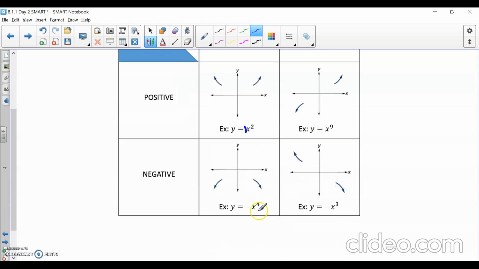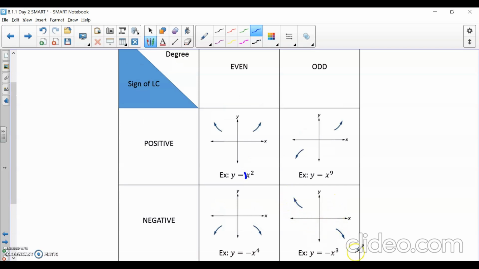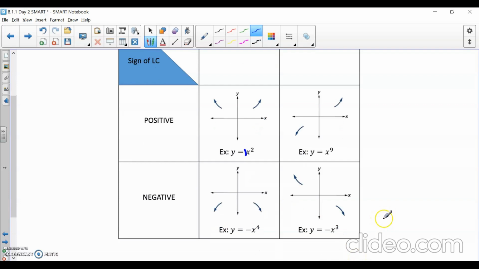Okay, and then down here, this is where we get into the negative leading coefficients. So if you have a negative sign up front and the degree is an even number, that would be your down, down. And then similarly here, we have a negative up front, so the leading coefficient is negative, but the degree is odd. And that tells us that we're going to be up, down. So this table is also really helpful to put that all together.